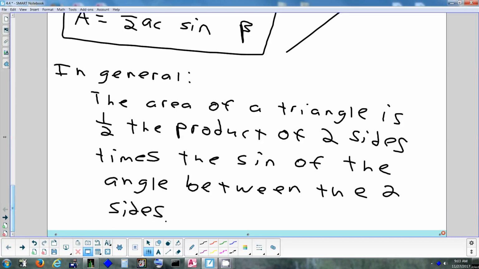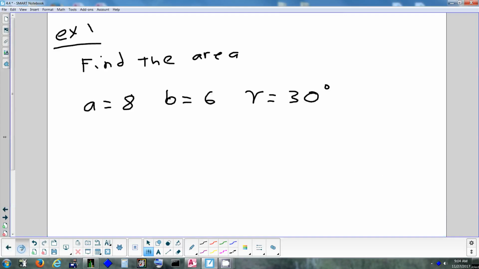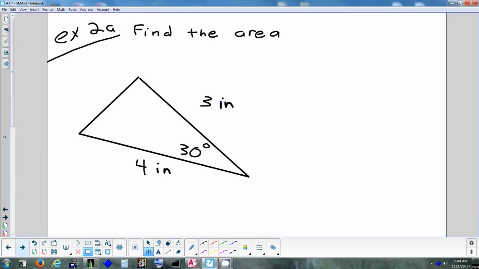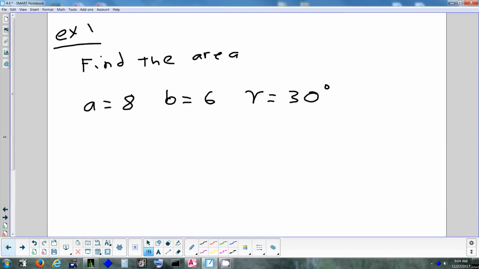Okay, and another reason that's important is because if you're given a diagram, they might not label the sides A, B, and C. They might be blank. Maybe they'll look something like that. Find the area. Well, now you don't know which side is A, which side is B, and which side is C, but it doesn't matter. Okay? As long as you know the concept behind the formula.